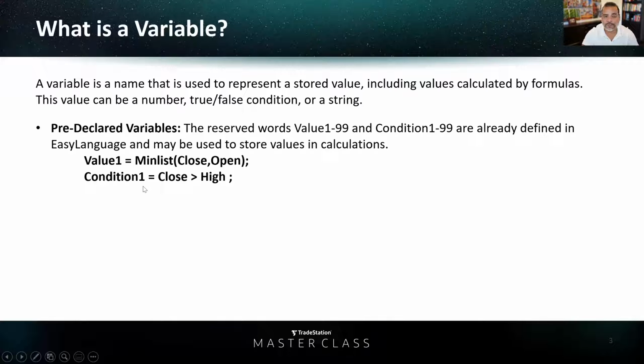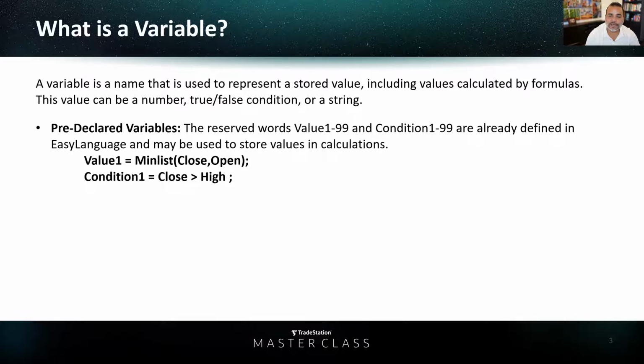Condition one, which is another pre-declared variable, says close greater than high. That expression doesn't return a number. Close greater than high, it's either true or false on any particular bar. So we can already see that condition one is a true or false variable. If you try to use the close greater than high and store it in value one, I believe it's going to generate an error because value one is intended to store a number and condition one is intended to store a true false expression. But again, those are the pre-declared ones.